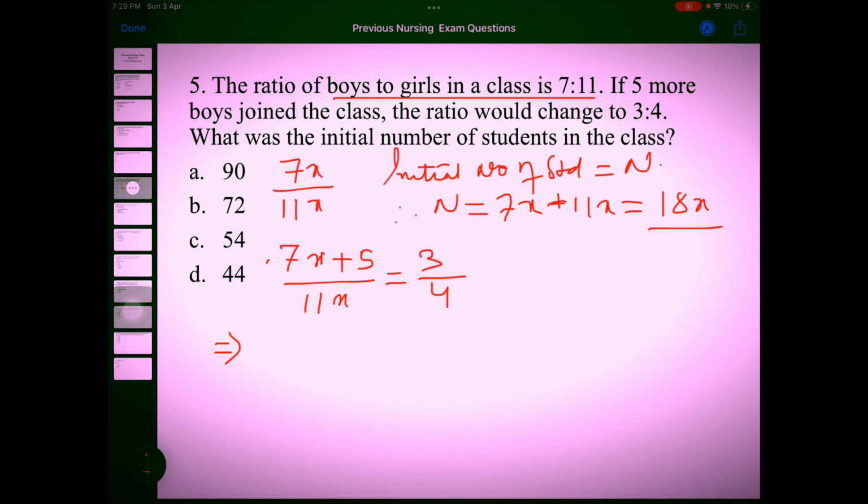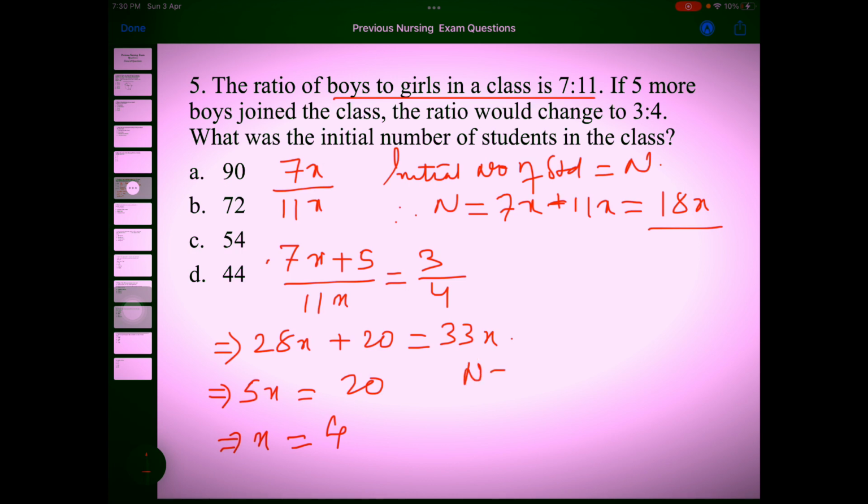From here it follows 7x multiplied by 4 is equal to 28x, 5 multiplied by 4 equal to 20, and 11x multiplied by 3 equal to 33x. And from here follows 33x minus 28x equal to 5x equal to 20. From here it follows x equal to 20 divided by 5 equal to 4.